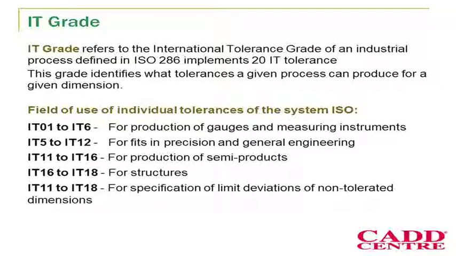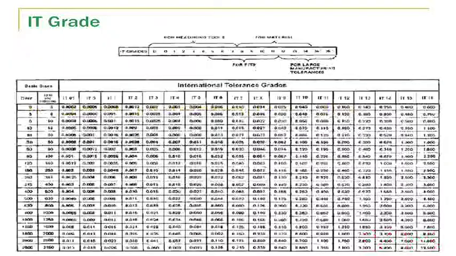We use an IT grade of 01 to 06 for production of gauges and measuring instruments. We use an IT grade of IT5 to IT12 for fits in precision and general engineering. For semi products, we apply an IT grade between 11 to 16. For structures, we apply an IT grade between 16 to 18, and for non-tolerated dimensions, we apply an IT grade between 11 to 18. This is how the chart of an IT grade will look like.